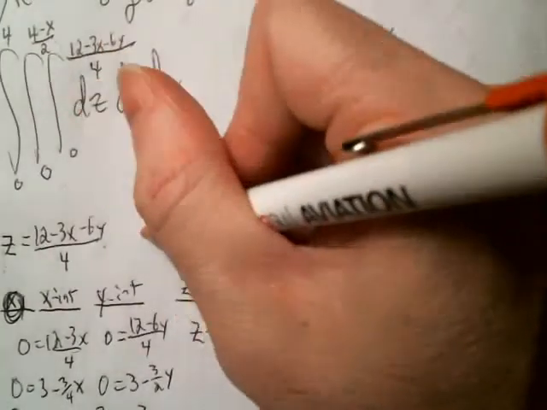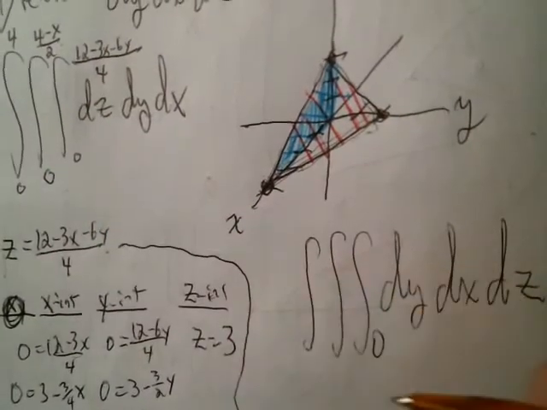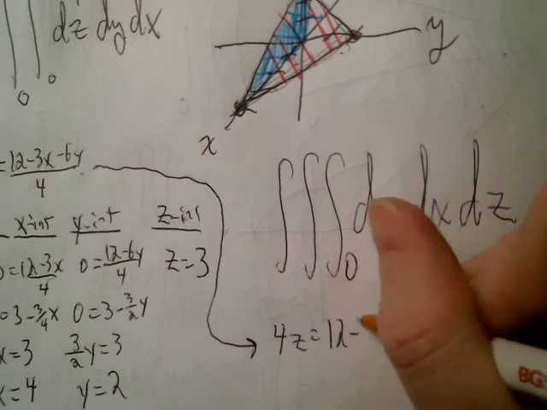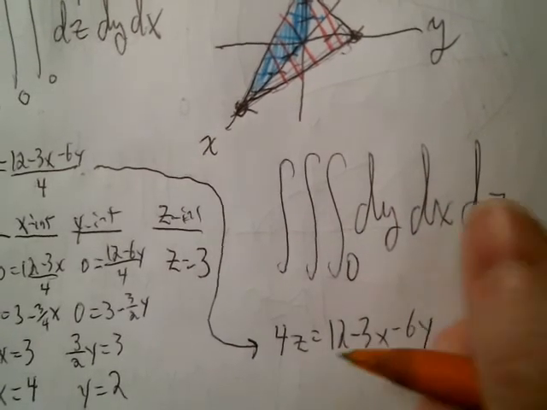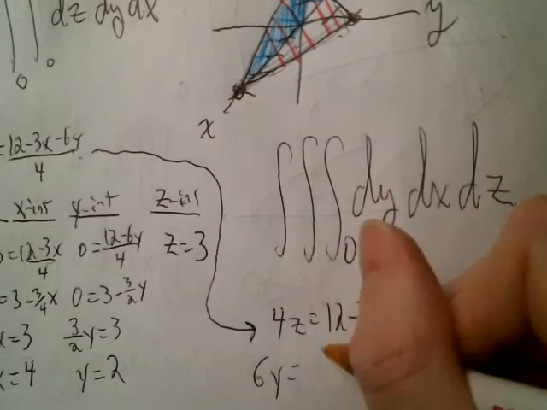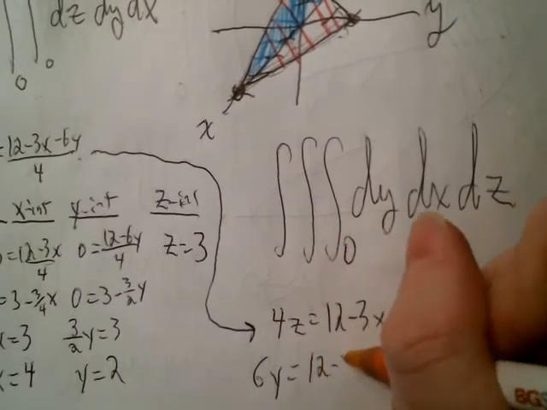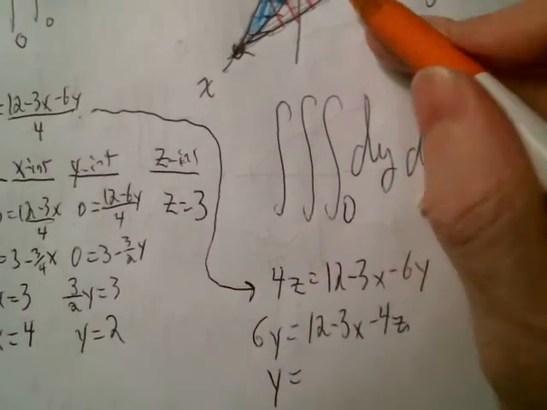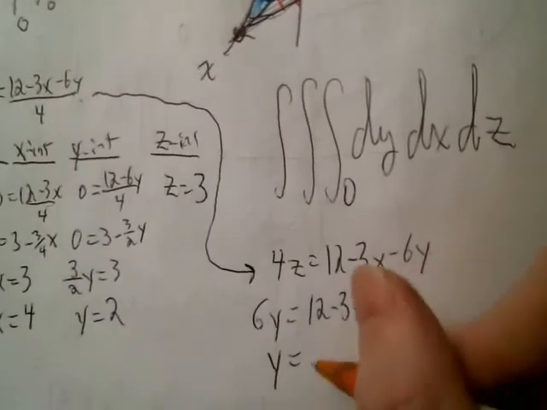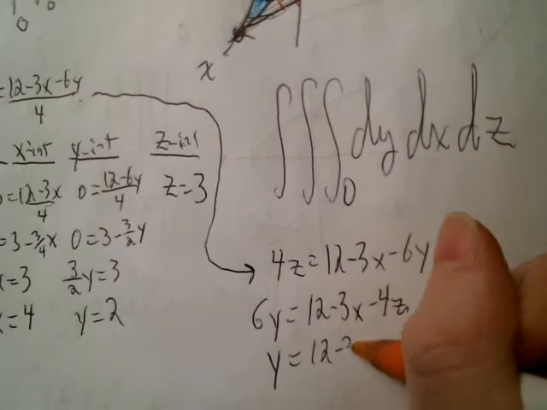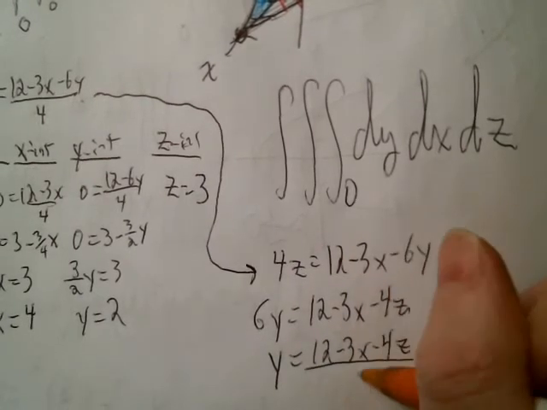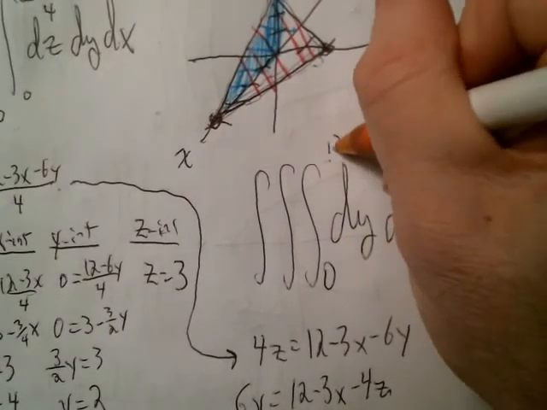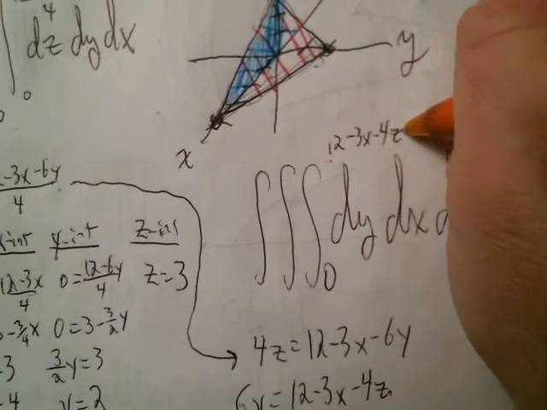Okay? So taking this and solving it for y, I get 4z equals 12 minus 3x minus 6y. Add the 6y to the other side, so 6y equals, we'll subtract the 4z over, 12 minus 3x minus 4z, and then divide by 6. So the red surface out in front, you can rewrite as y equals 12 minus 3x minus 4z over 6. And that'll be the upper bound on this first integral on the inside. So 12 minus 3x minus 4z all over 6.